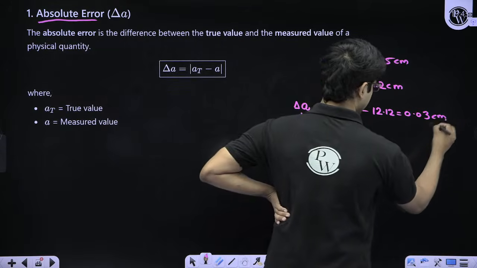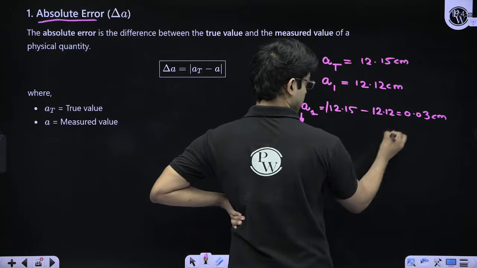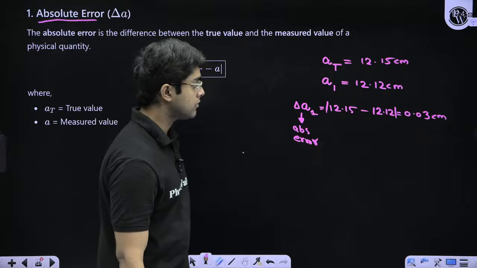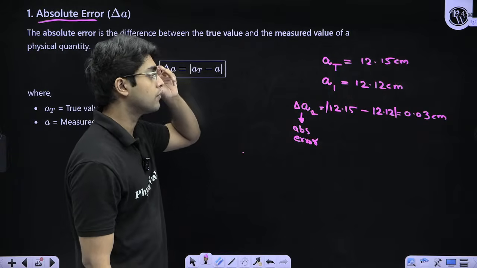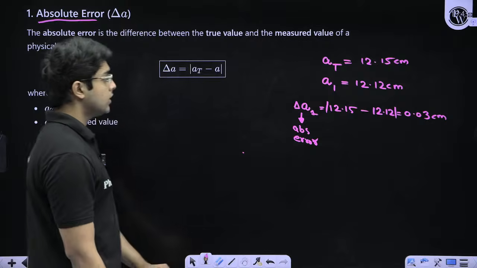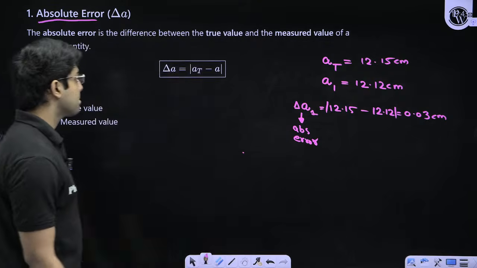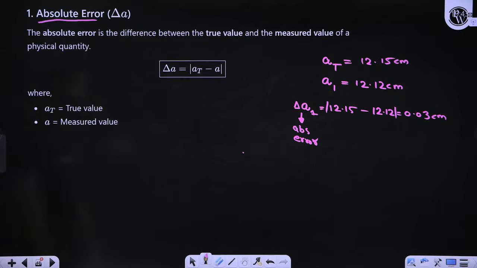Okay, and usually we only consider the magnitude, so we also take the mod. Even if the inside thing becomes negative, we just consider their mod value, the magnitude. Okay, so that is the idea of the absolute error. It's the difference of the true value and the measured value.